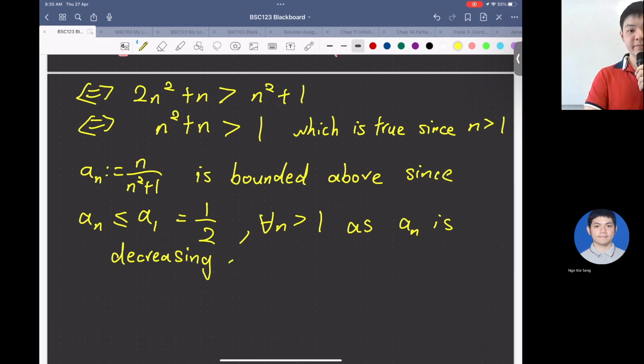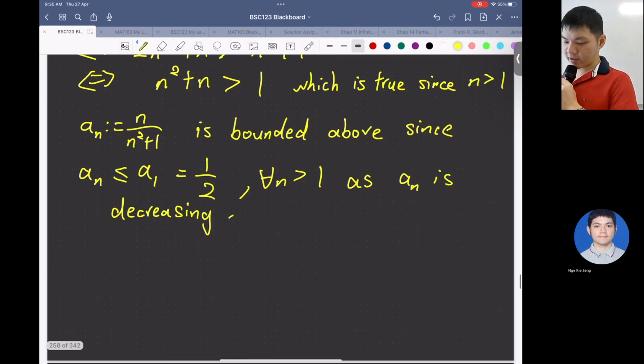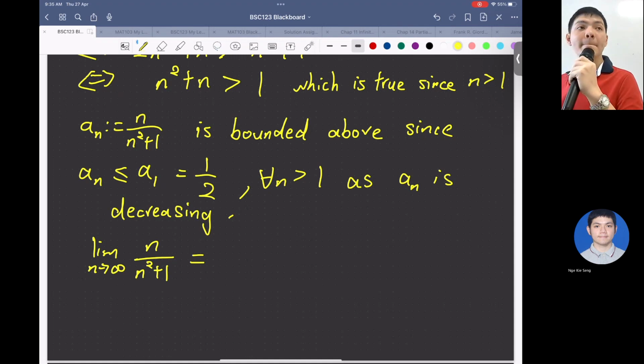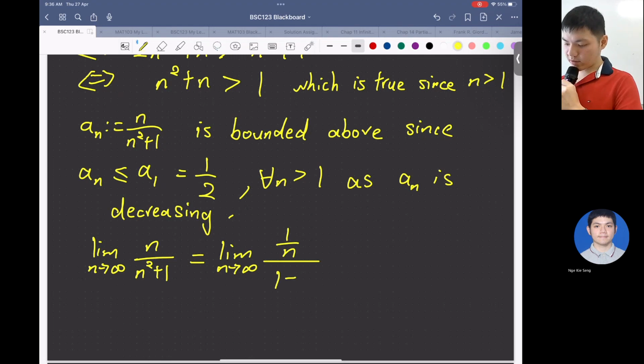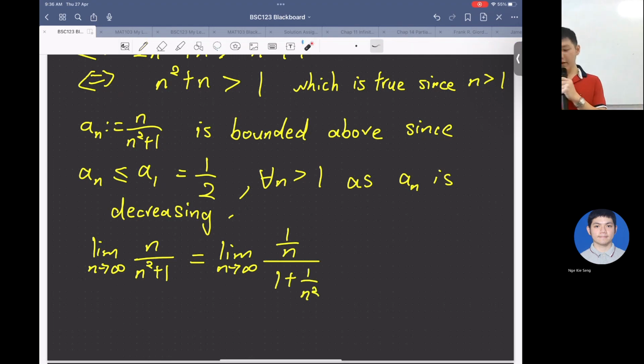Is it bounded below or not? Yes. So how do you show it? You use the limit. Okay, so let's try the limit. Let's see what happens at the far end. So n over n squared plus 1. How do you find the limit? Divide by n squared. Okay, I think it's a good choice. So you divide by n squared. So you get (1 over n) over (1 plus 1 over n squared). Okay, so how to compute the limit?